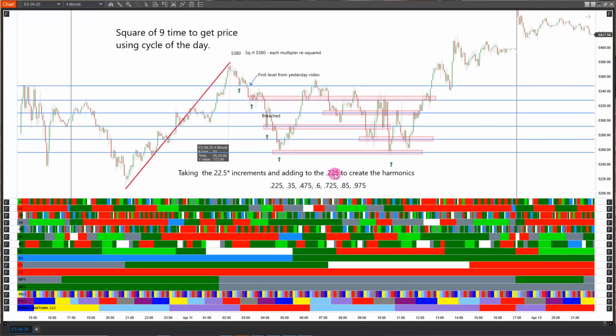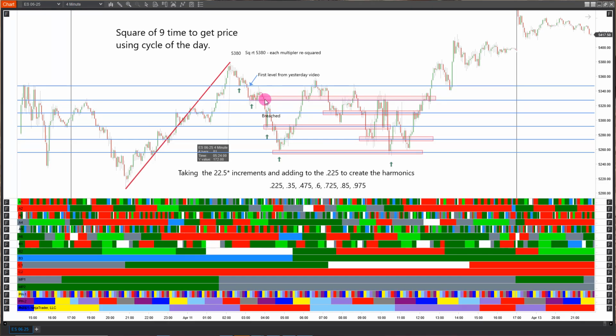So what I'm going to do is take 0.225 plus 0.125. That gives me 0.35. And then keep adding the 0.125 to each successive number. And that's going to give me my factor to use when I take the square root of the 5380. So what you're going to do is take the square root of 5380, subtract the multiplier like I showed in the first video, and then re-square it. It's going to give you that level.